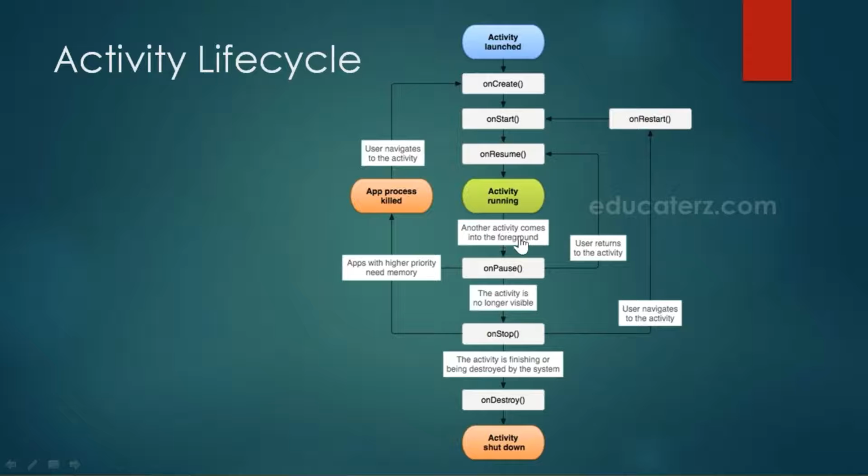Another activity may come into the foreground, so what will happen immediately? It will go to onPause. That means the new activity comes to the foreground and the current activity went to the background, so it will call onPause. Here again there are two possibilities. One, the user can simply return to the activity, and it will immediately call the onResume method. The other situation is that another app may have higher priority for memory. At that point, the app process will be killed by the system, and when navigating back to the activity, it will start again from onCreate.